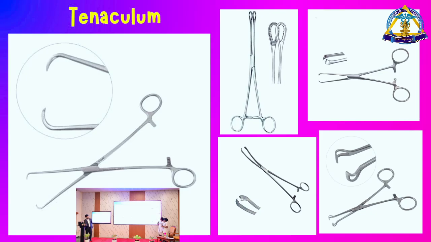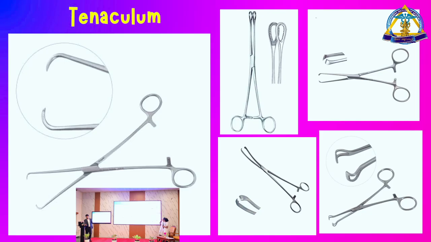It is sponge holding forceps. How do you differentiate between a sponge holding forceps and an ovum forceps? Sometimes both look the same. Serrations, and there will be a ratchet. If you see clearly at the base, you can see a ratchet to prevent slippage of whatever you hold, usually a sponge, to clean the patient. Whereas in the ovum forceps there won't be any ratchet. And what is the next one?